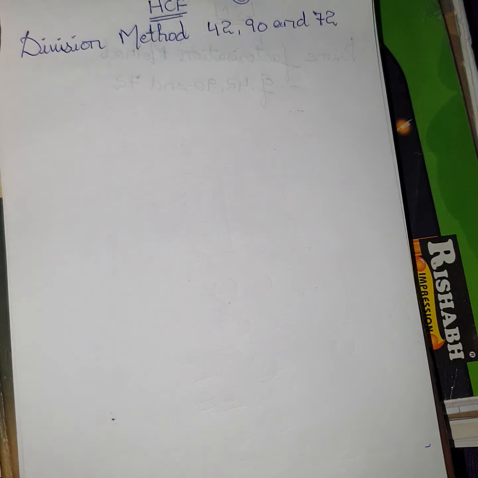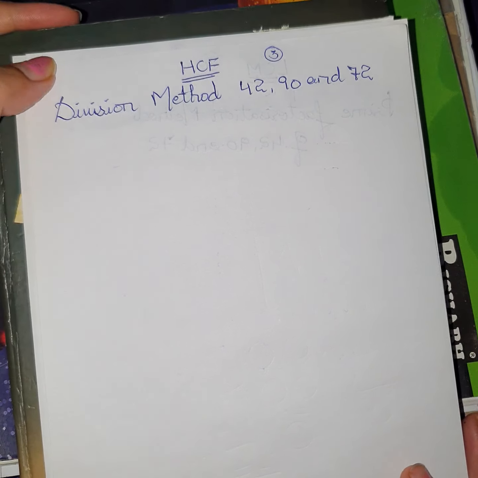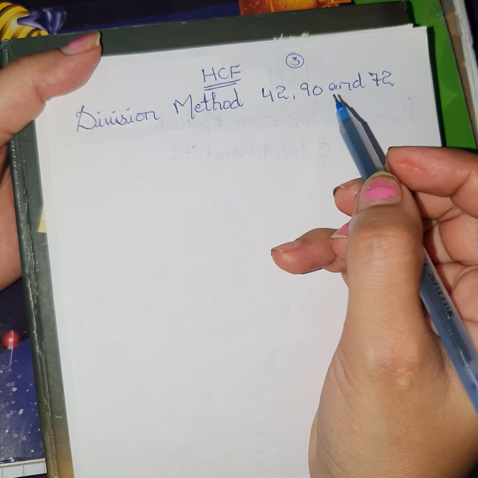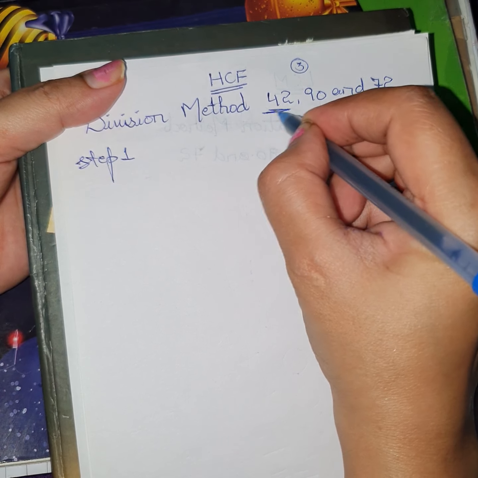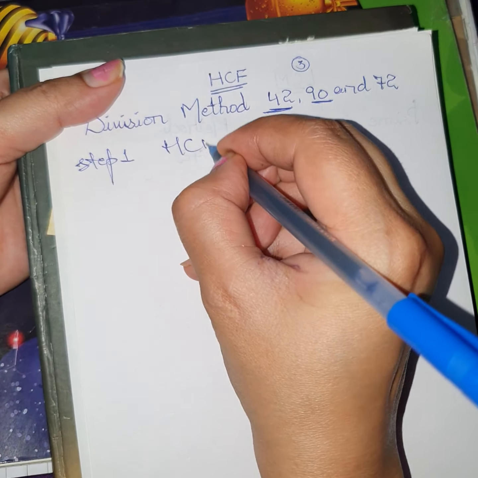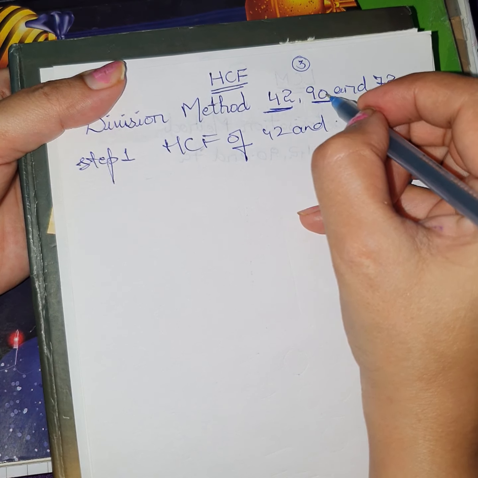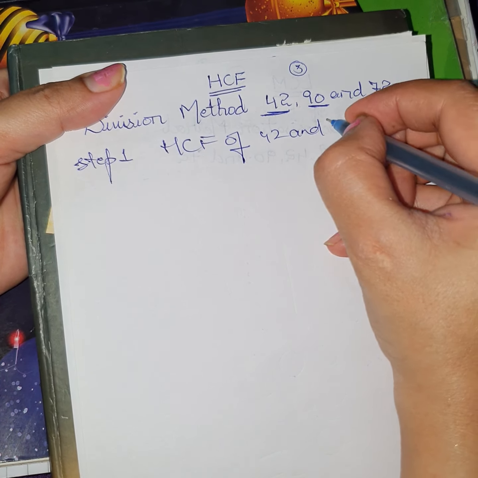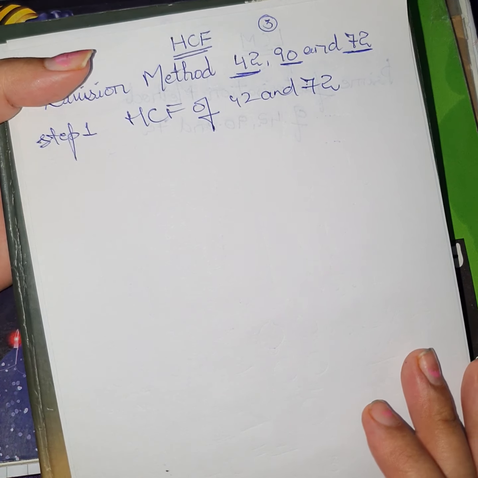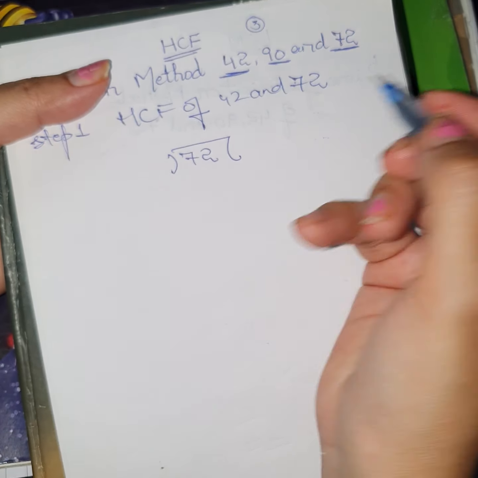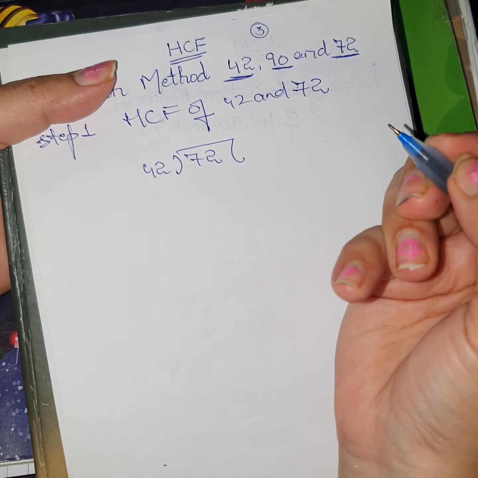Same I am telling you, HCF by the division method of these three numbers. For the division method, in step 1 we will take the first two smaller numbers firstly. So the first two smaller numbers are 42 and 90. Sorry, the first two smaller numbers are 42 and 72. So we will find the HCF of 42 and 72 firstly. So 72 will come inside the division format and 42 will come outside the division format.